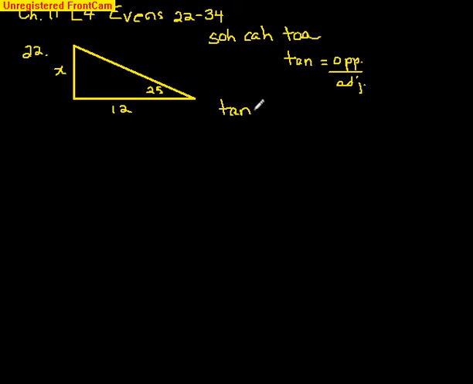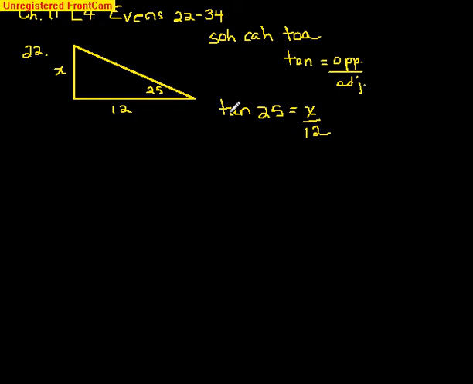So tangent of 25, because tangent is of the angle, is the opposite, which is x, over the adjacent, which is 12. So then when we do this, we would just cross multiply there. We would put the tangent of 25 into our calculator, which I didn't do ahead of time. Should have done that.